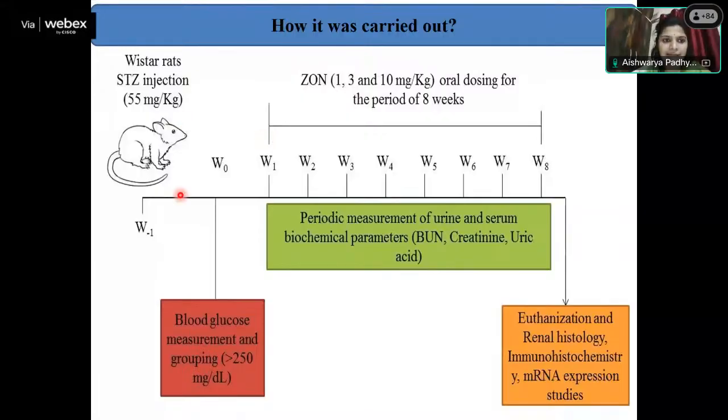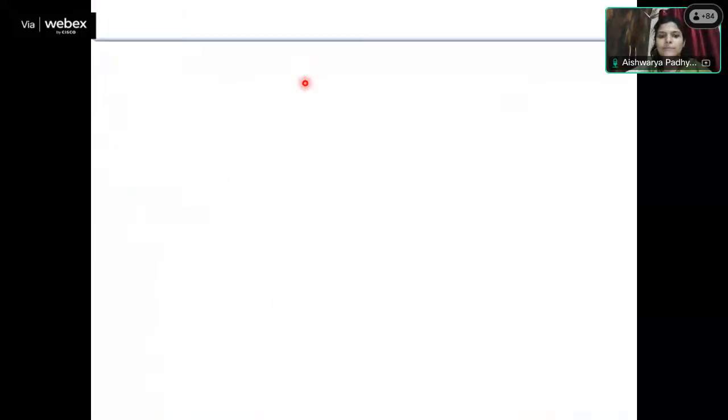So we made Wistar rats diabetic using a chemical that damages the pancreas. It is named streptozotocin. After inducing diabetes in Wistar rats, we administered zinc oxide nanoparticles orally for a period of 8 weeks with periodic measurement of creatinine, uric acid, and blood urea nitrogen levels. At the end of treatment, the animals were euthanized and their kidneys were collected for histochemical analysis and gene expression studies to see what these zinc oxide nanoparticles are actually doing.